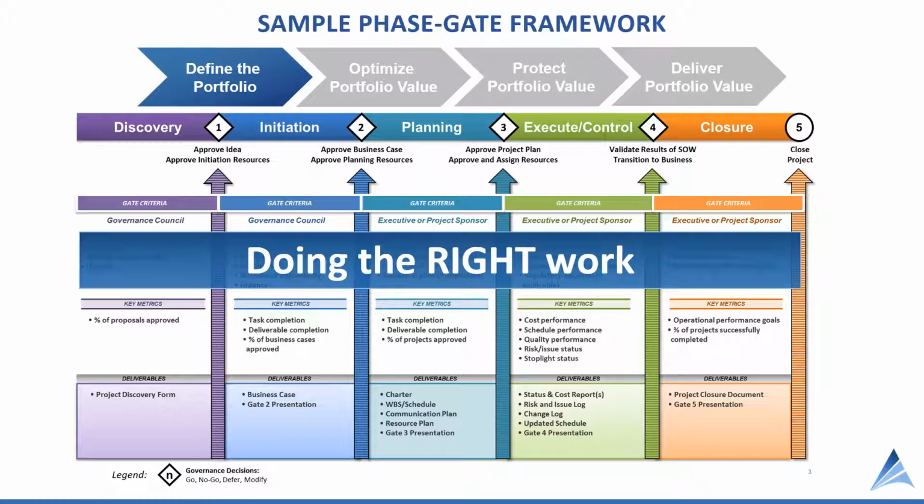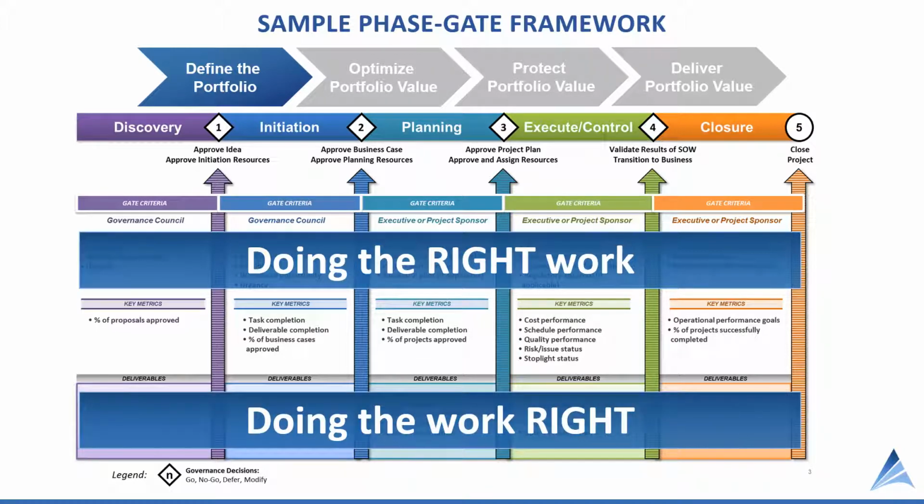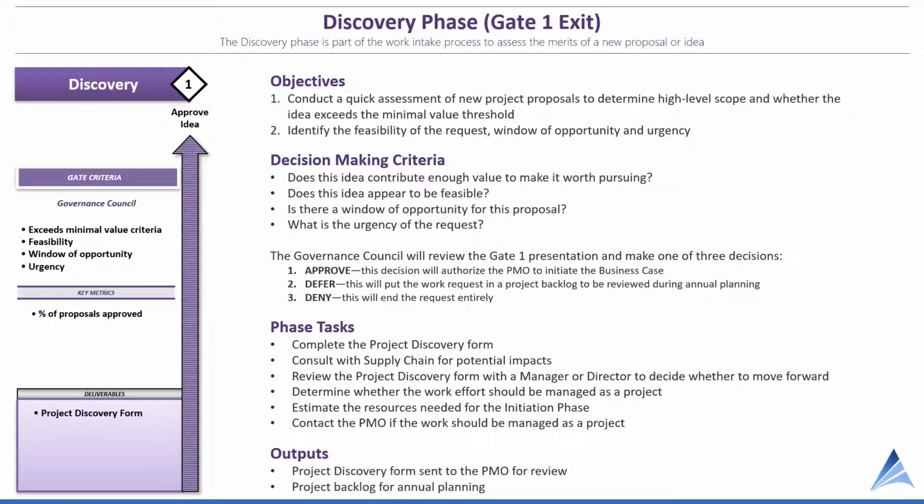At the very bottom, under deliverables, we see the project team's deliverables that are required phase by phase. This helps us ensure that we're doing the work right. So I like to say the phase gate process helps ensure that we're doing the right work right. Let's take a quick look at each of these sample phases to learn more about the phase gate process.